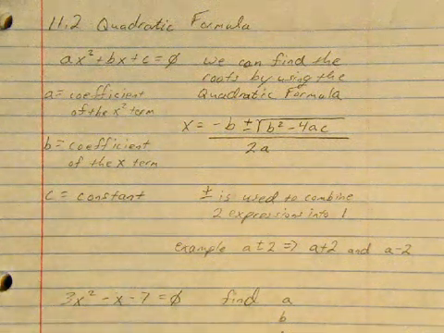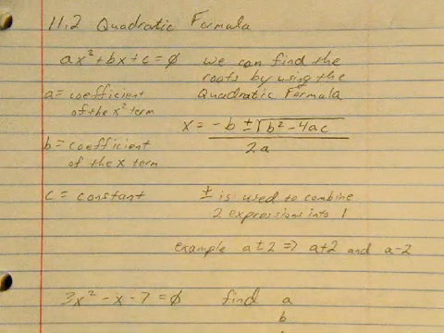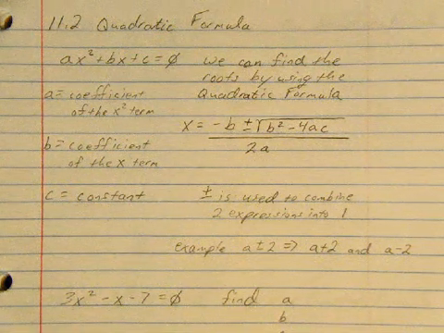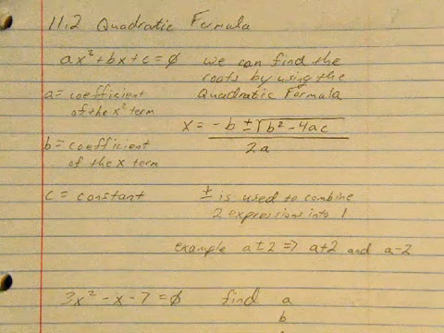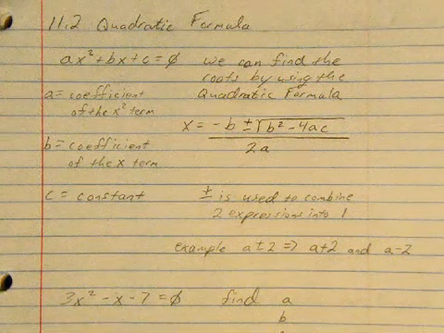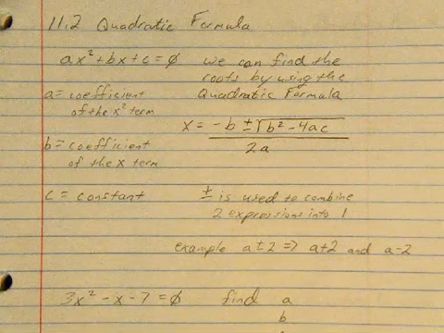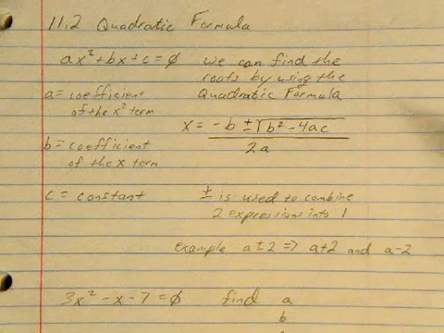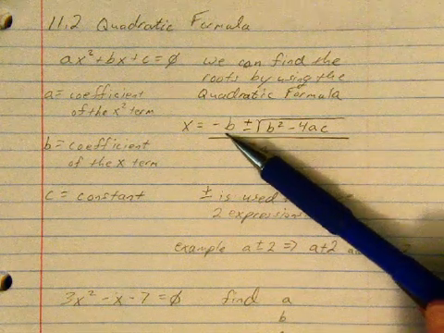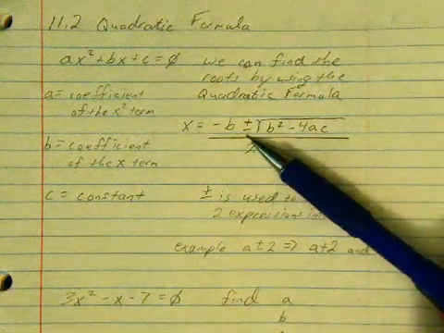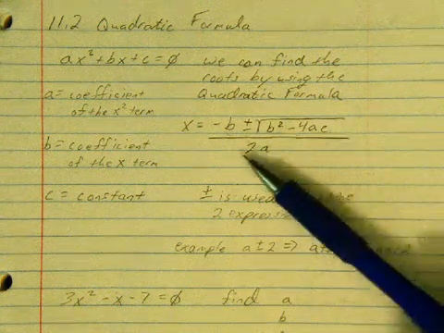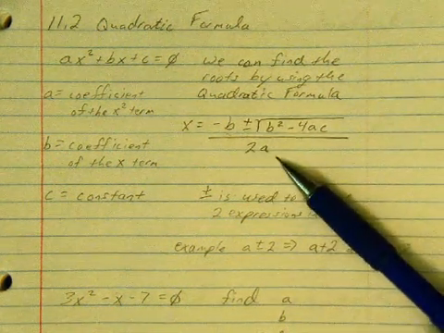So the quadratic formula, if we have an equation in the form ax squared plus bx plus c equals 0, which is like what we were talking about yesterday in 11.1, then we can find the roots by using the quadratic formula. And so that is our x equals the negative b plus or minus the square root of b squared minus 4ac. All of that is divided by 2a.